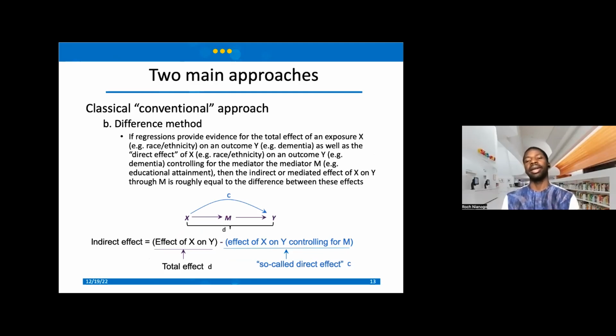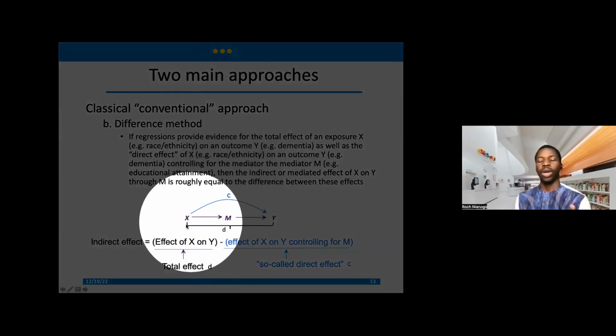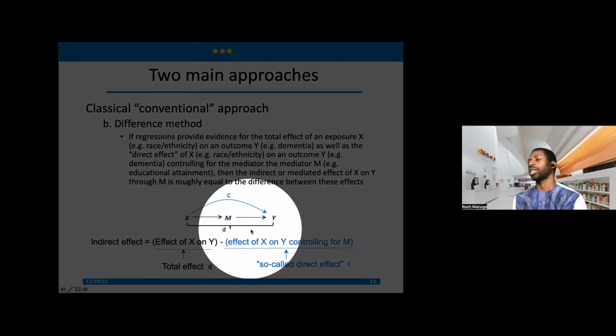But basically, in this method, we first estimate the total effect, let's say, again, of race on dementia, right? And then in the second stage, we estimate what we call a controlled direct effect, which is the effect of race on dementia, adjusting or controlling for the mediator, in this case, years of education. So as you can see here, you calculate the indirect effect as the subtraction between the total effect, here D, minus the so-called direct effect C.